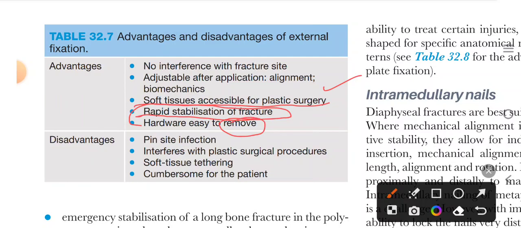Disadvantages include pin site infection. If a heavy bulky frame has been applied like an Ilizarov fixator, then it can interfere with plastic surgical procedures like skin grafting or flapping. Usually it allows sufficient soft tissue access along with fracture stabilization. It can be cumbersome for patients.